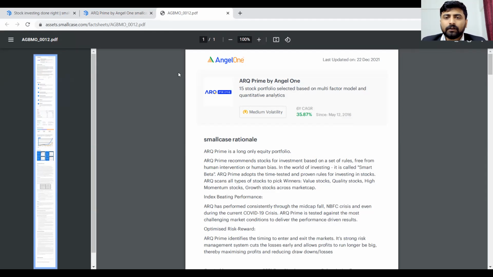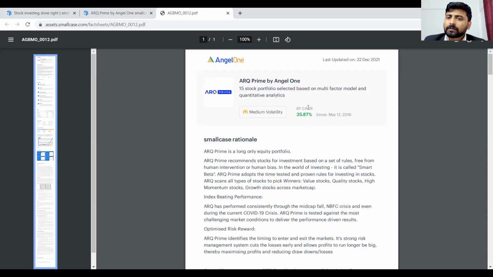This PDF will have complete details that you need to know about this smallcase. For example, the entity which created this particular smallcase, in this case Angel Broking's own research team, will be mentioned over here. The name and the logo will be mentioned there. Then the name of the smallcase and the one-line description will be mentioned here. And there will be a volatility level mentioned over here. I will come down and explain what volatility levels are in some time, but suffice to know that the volatility levels also will be mentioned in the fact sheet.